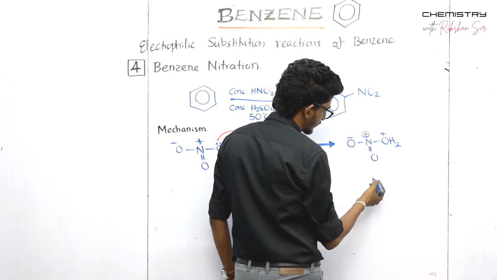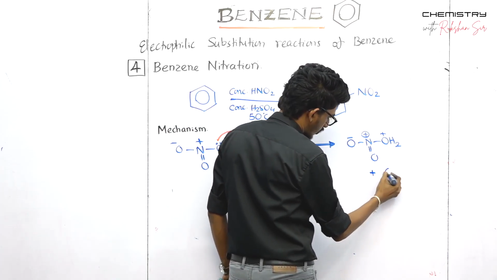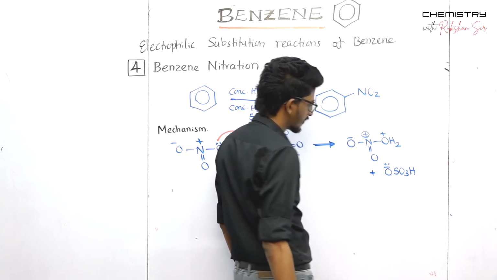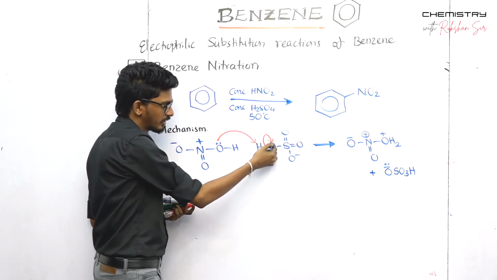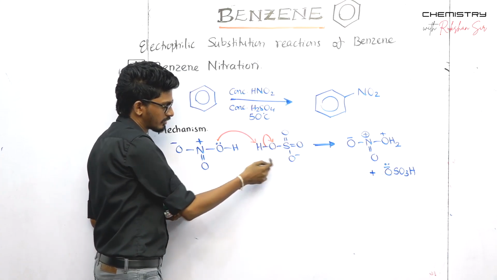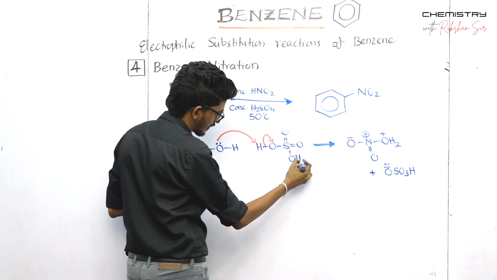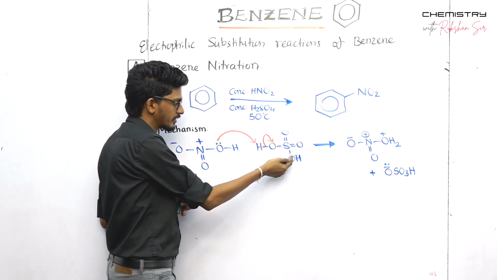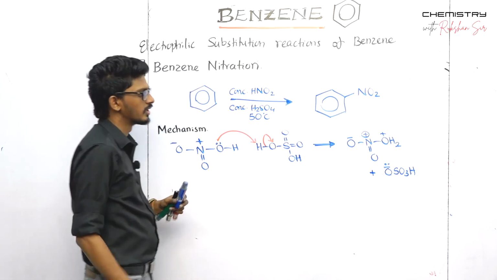And here, with that, O minus SO3H is also produced, right? This oxygen will carry the minus charge with the lone pair, and SO3H, O minus SO3H. Sorry, it should be H2SO4, sorry for that, right? So O minus SO3H.